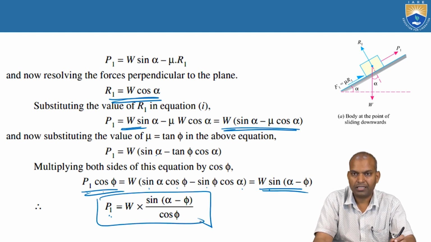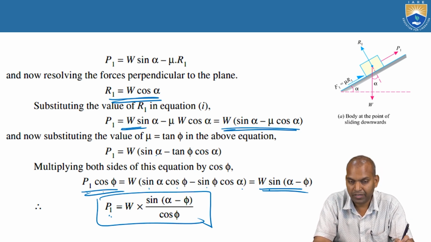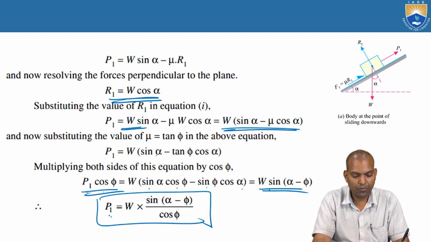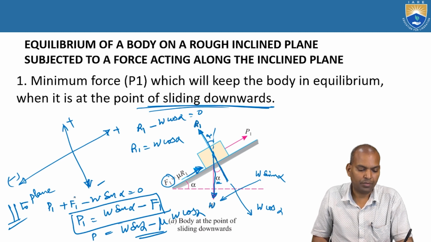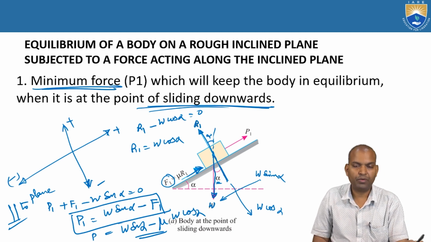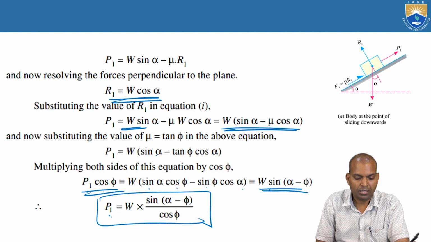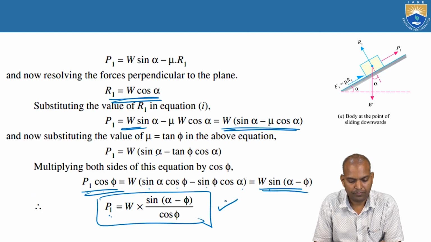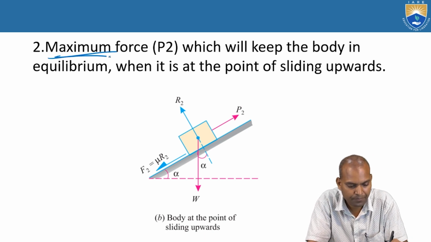What about phi here? The angle of friction. What about alpha? The angle of inclination of the plane, where W is the weight of the body. This P1 is the minimum force. What is the P1 here? The P1 is calculated here. P1 is the minimum force. That is the P1. The next case, we are considering maximum force.